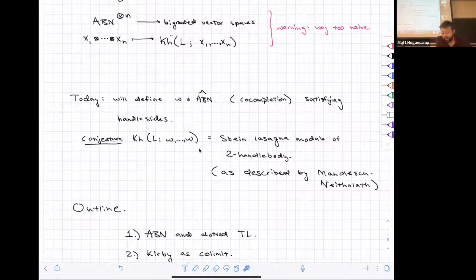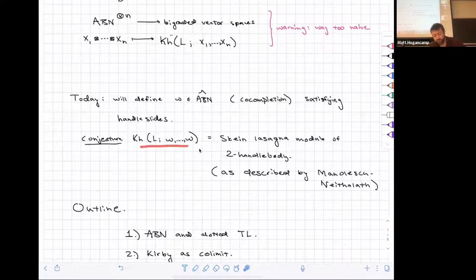And then the relationship to this skein lasagna business is still a conjecture, but I think it's probably true, that basically just by comparing what we define with the Manolescu-Neithalath formula, the conjecture is that if you color every component of a framed link by this Kirby color we define, what you get is a description of this skein lasagna module of the 4-manifold obtained by attaching 2-handles to each of those components.